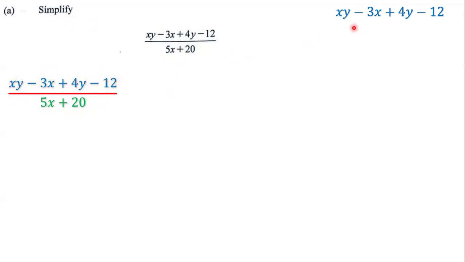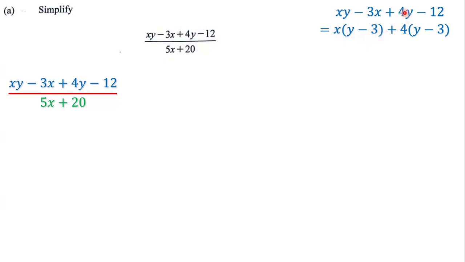And so we have xy minus 3x plus 4y minus 12. We're going to factor this by grouping. Notice that x is a common factor with these two terms, and so we're going to factorize out x. So we have x times y, which is xy, and x times negative 3, which is negative 3x.